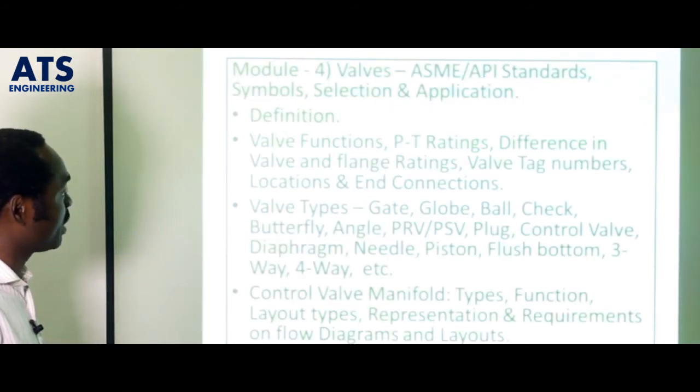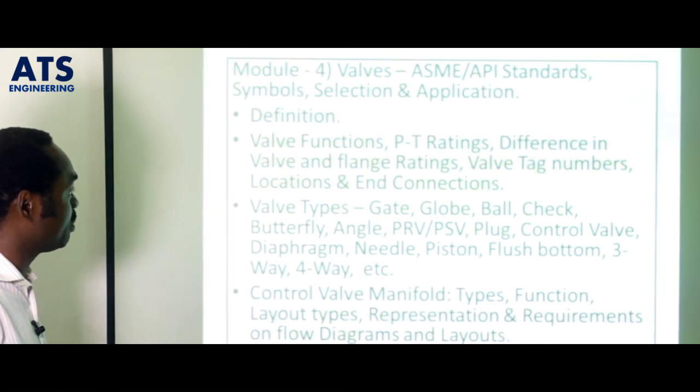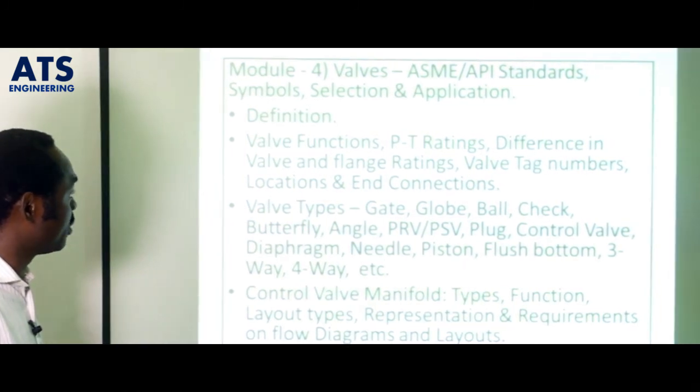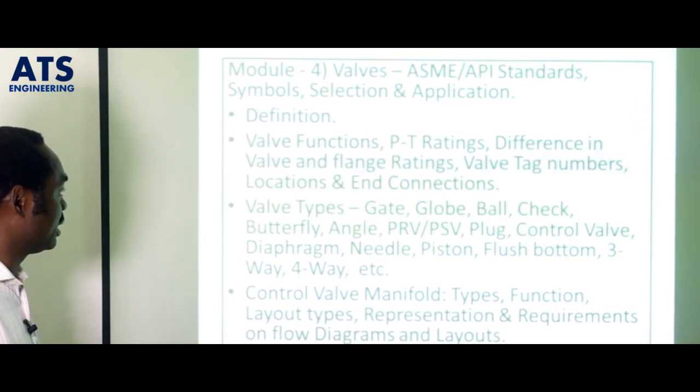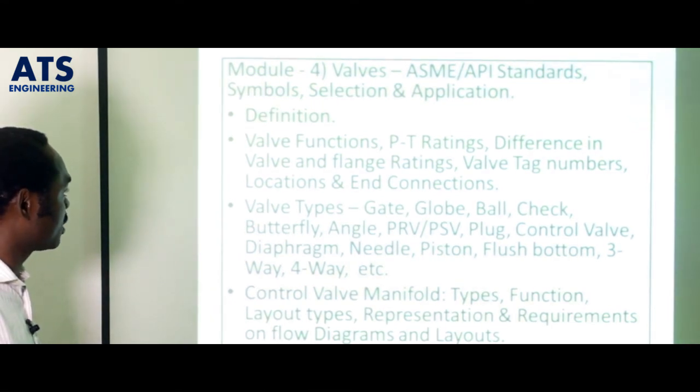Module 4 talks about valves. We look at various standards for valves, ASME and API standards, their symbols, how they can be selected and applied. Definition of valves, the function of valves. We also look at how we can calculate the pound rating for valves, different types of valves and flange rating, valve test, location and end connections for valves.